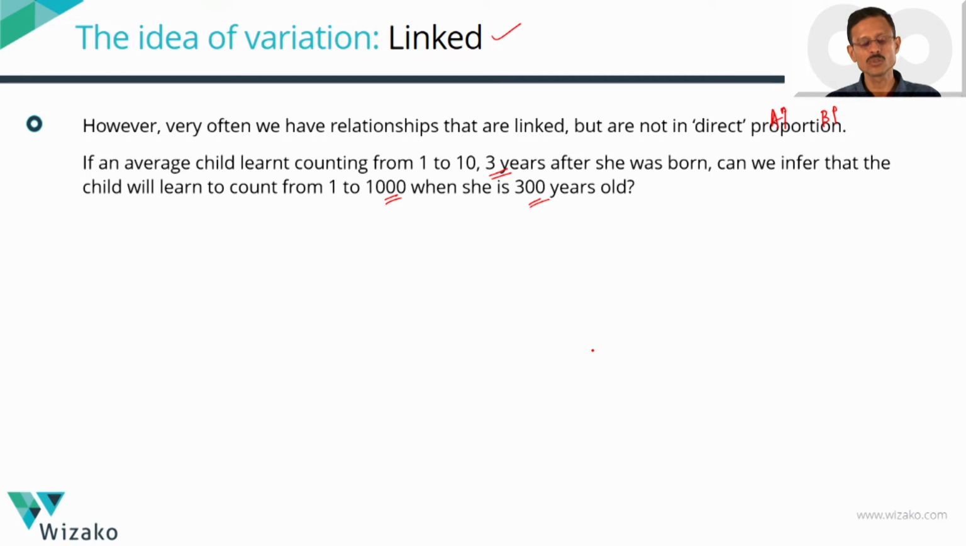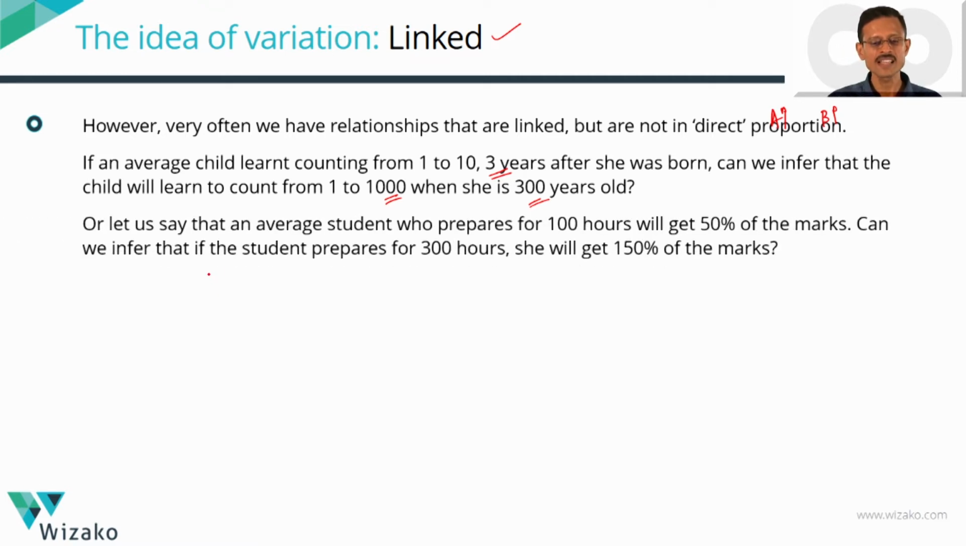Let's take something which is closer home for students. Let's say I tell a student that if you prepare for 100 hours, you will get 50% marks. So if the student turns back and asks me, if I prepare for 300 hours, the number of hours he or she is preparing goes up to 3 times of what I mentioned, will the student get 150%? That's not going to happen.